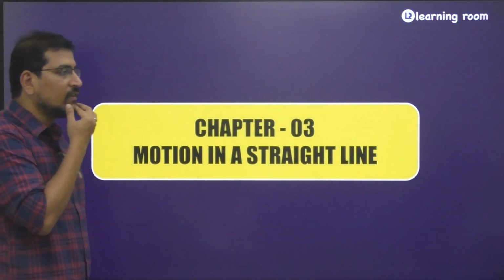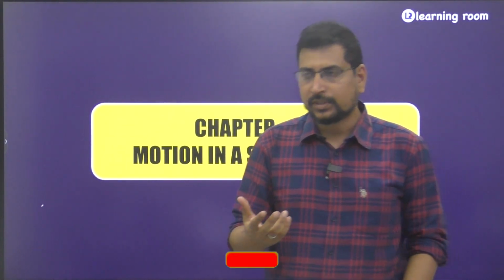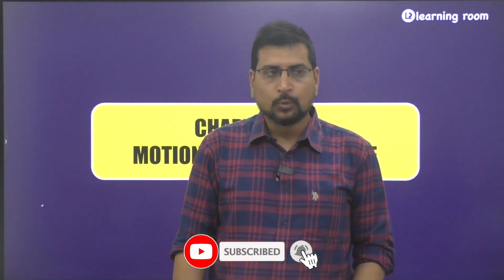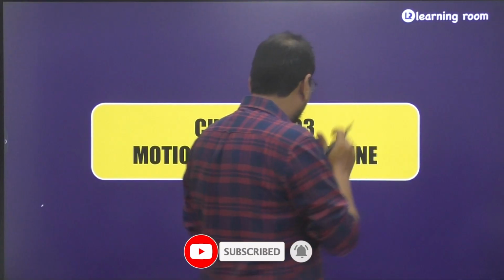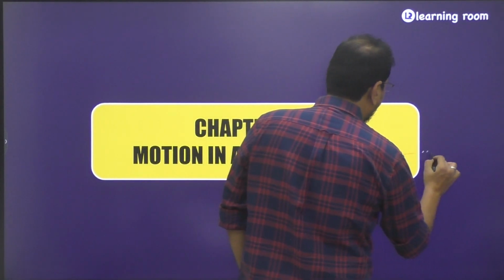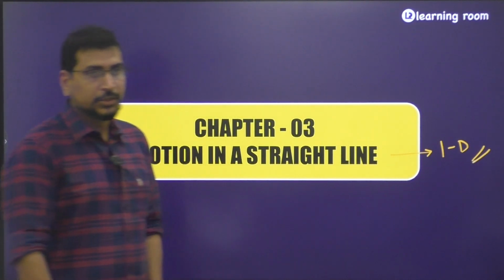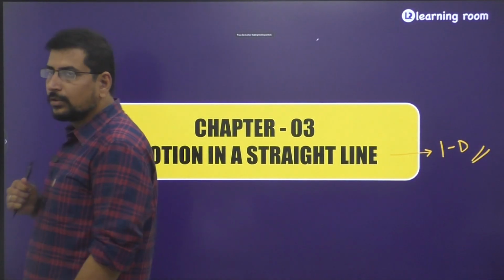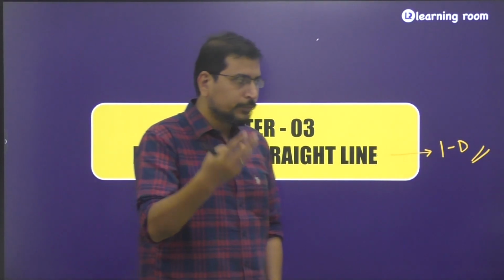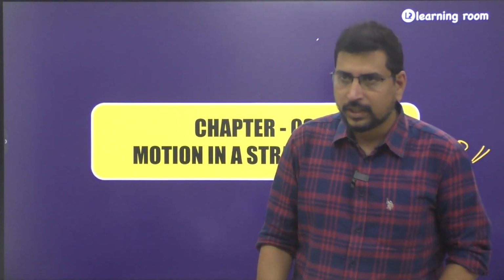So chapter 3, we are going to discuss motion in a straight line, where some books refer to this chapter as motion in one dimension as well. So we call it motion in a straight line, or you also call it motion in one dimension, right? I think most of you would know this chapter.